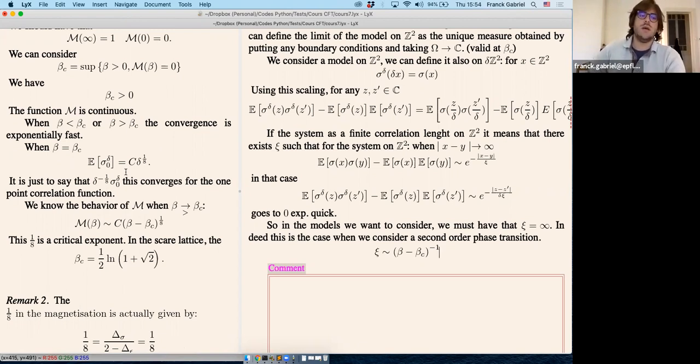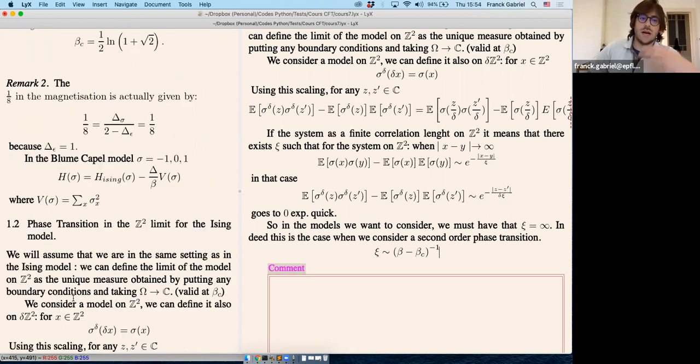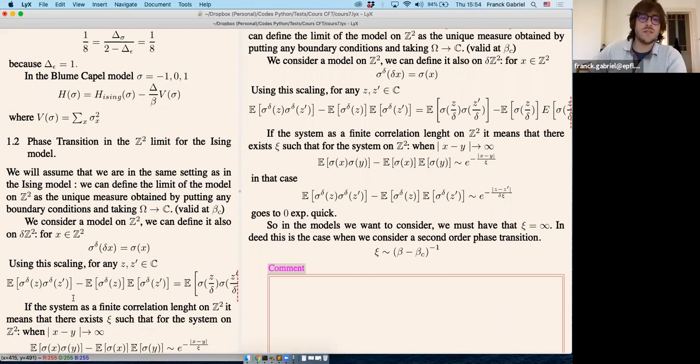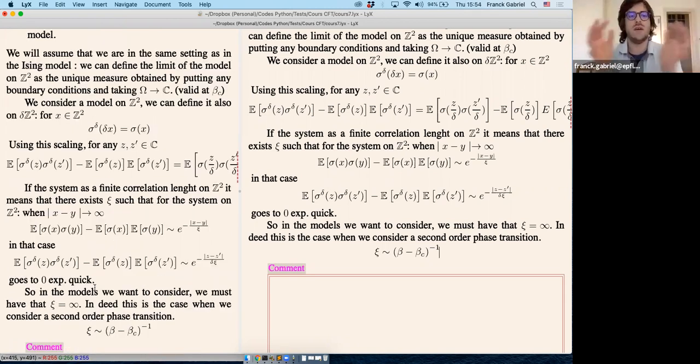I've told you also that there are other models, where you can have more than a spin which takes -1 or 1. You can actually have 3 states, for example, with the Blume-Capel model. And what we have seen also is that it's not only the magnetization which should behave in a certain way, but also the correlation length.